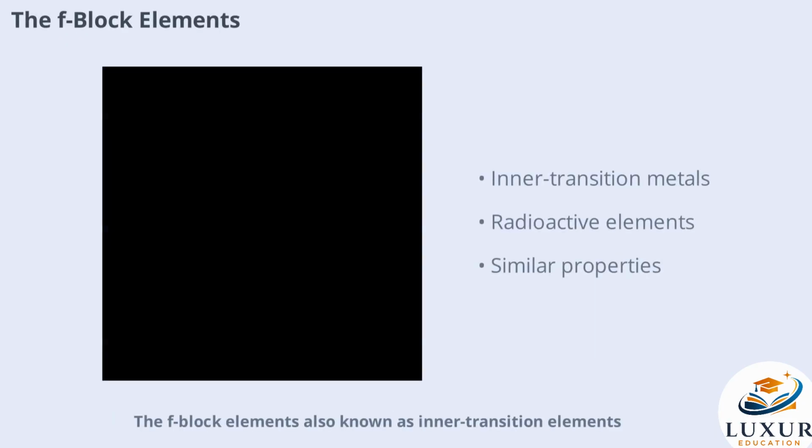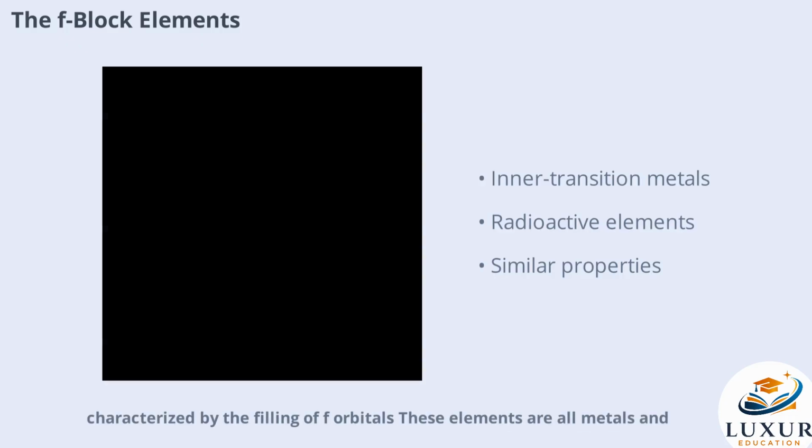F-block elements, also known as inner transition elements, are found at the bottom of the periodic table. They include the lanthanoids and actinoids, characterized by the filling of f orbitals. These elements are all metals and often have similar properties within each series. Many actinoids are radioactive, and some have only been produced in trace amounts in laboratories.